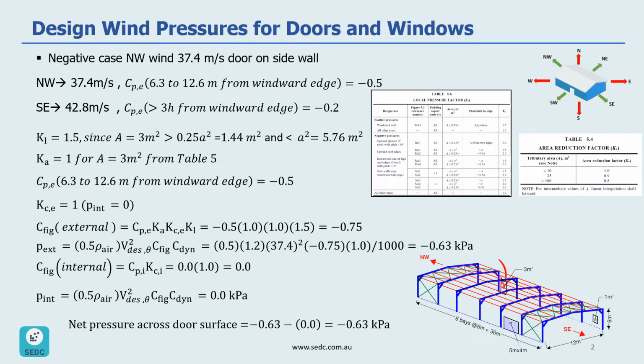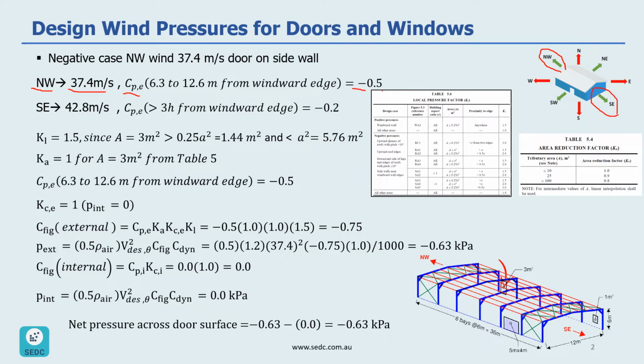The second wind loading situation on our 3 square meter door would be when we have wind in either northwest direction or southeast direction. So we have to see which one is going to be governing, and it's going to give us the maximum external wind pressure. So if we look at northwest direction, design wind speed is 37.4 meter per second. And CPE is going to be negative 0.5.